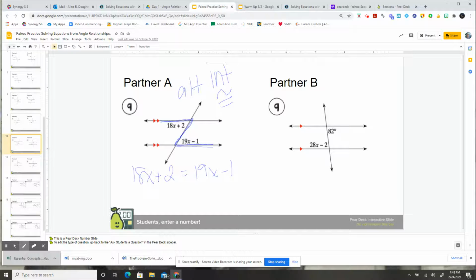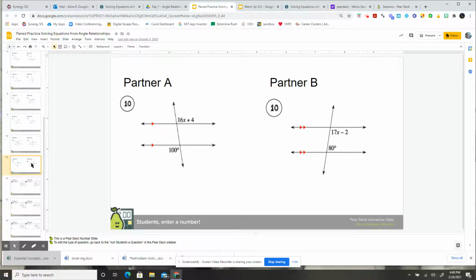And we subtract the smaller x. I move the x's to the right. I move the numbers to the left, and I get x equals 3. If you substitute that in, that should work. 18 times 3 plus 2 is 56. And 19 times 3 minus 1, also 56. Notice those vertical angles are going to be congruent.